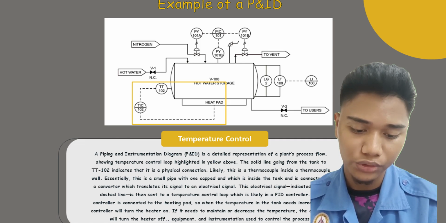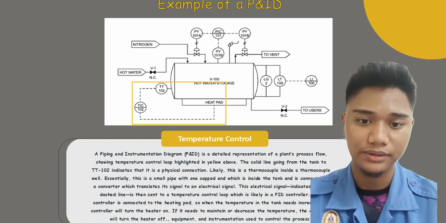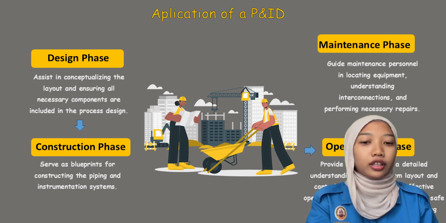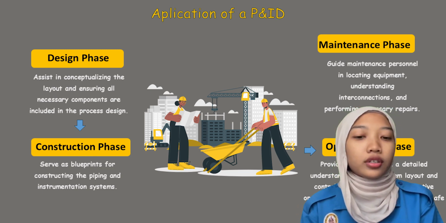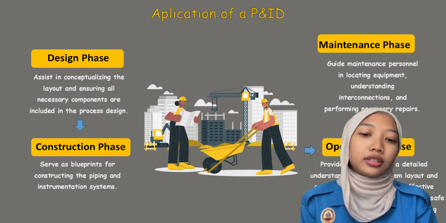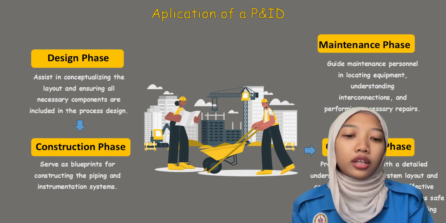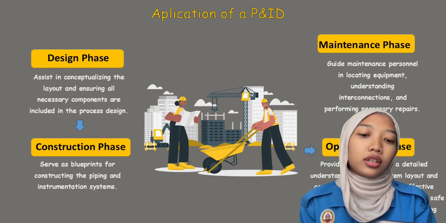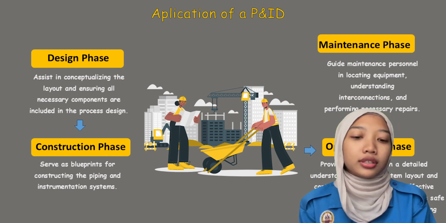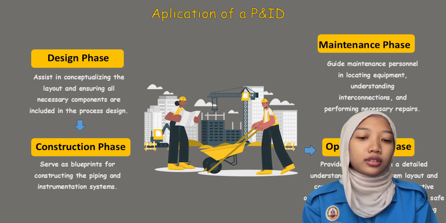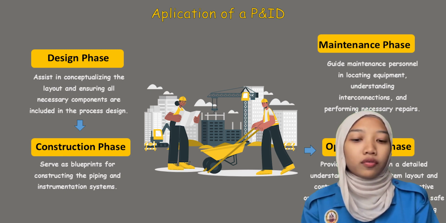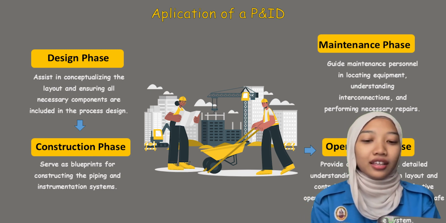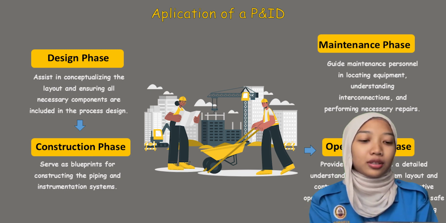Equipment and instruments used to control the process. Okay, thank you. So let's move on to the application of a PNID. First is the design phase. It assists in conceptualizing the layout and ensuring all necessary components are included in the process design. Next is the construction phase. It serves as a blueprint for constructing the piping and instrumentation system.